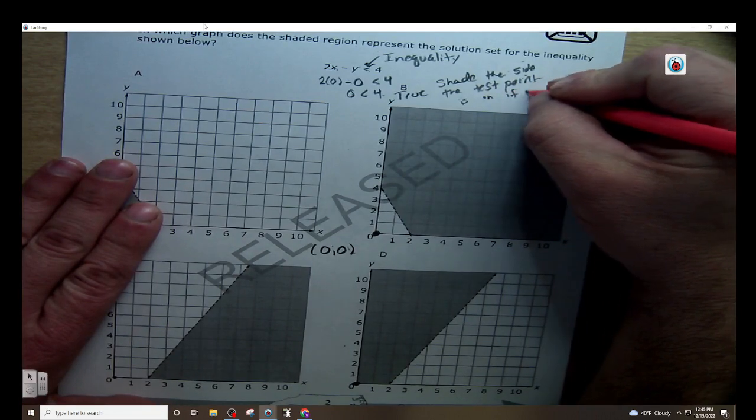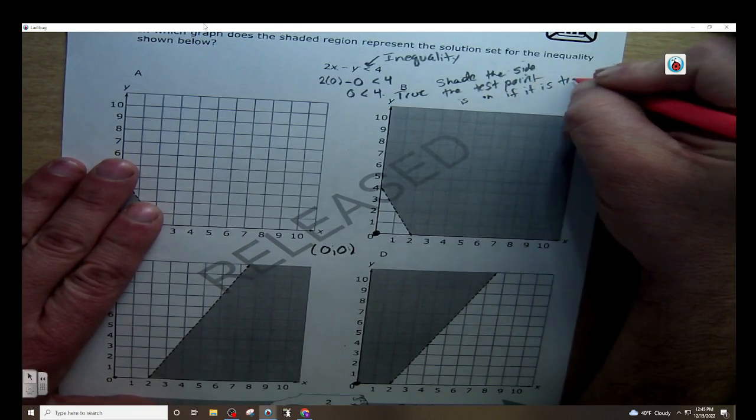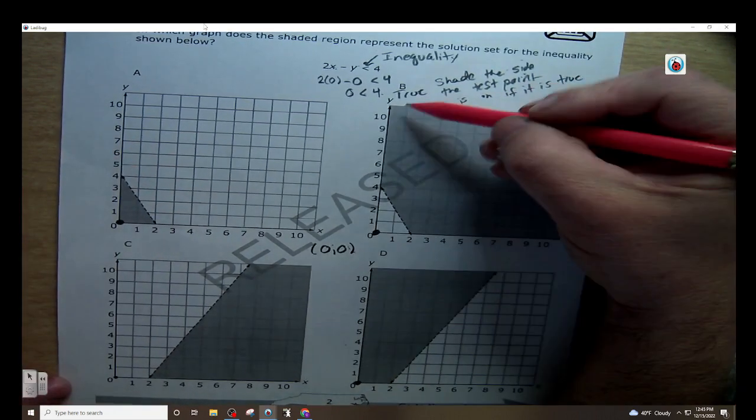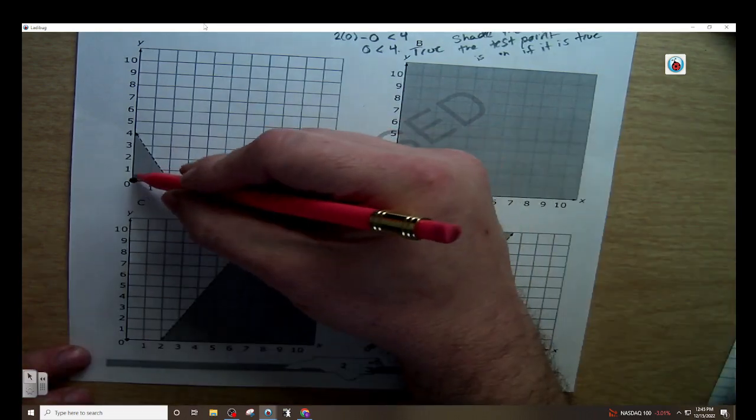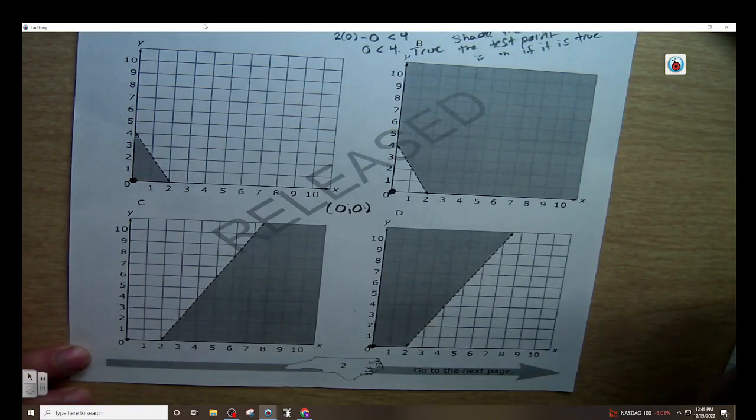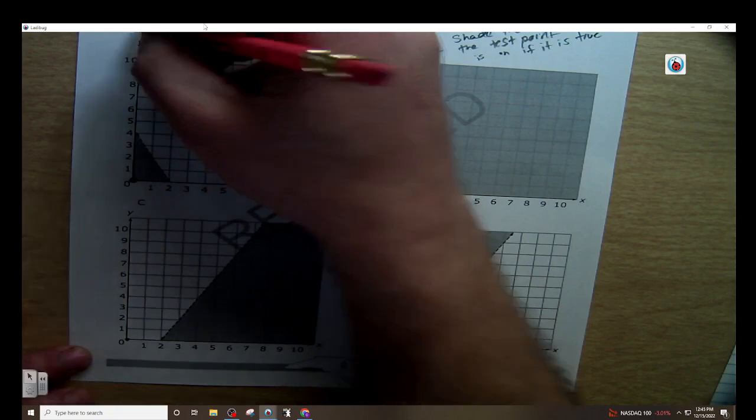It is true, because 0 was less than 4. Okay, so now let's look for any ones that have the side of the line shaded where (0, 0) is. Well, this is shaded. Okay, that's shaded where 0 is. So A could possibly be an answer.